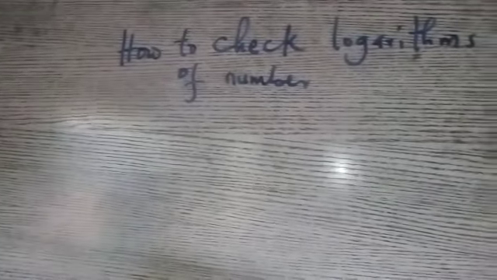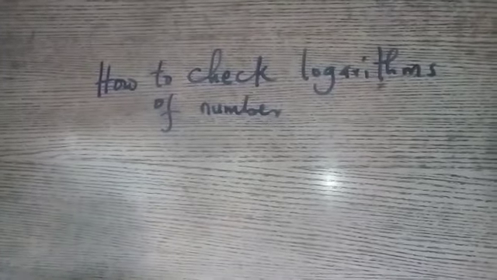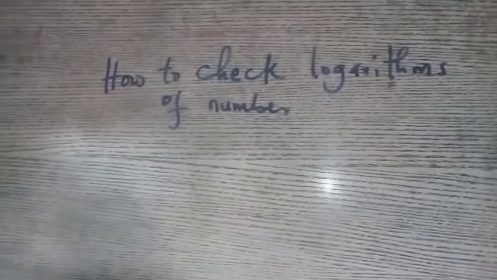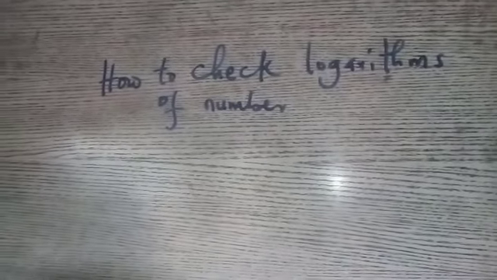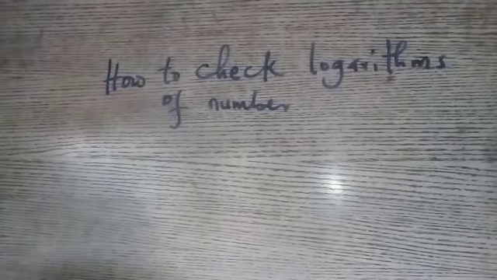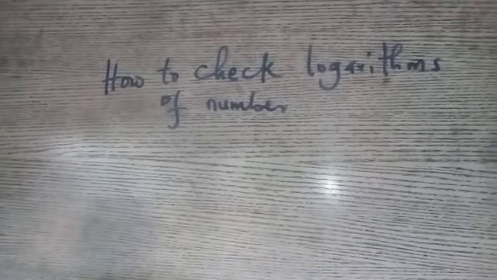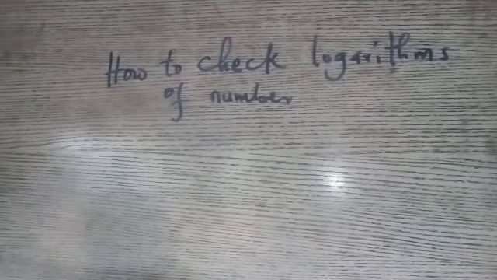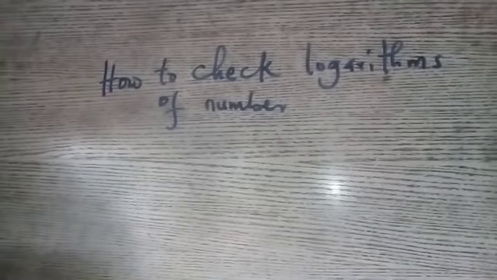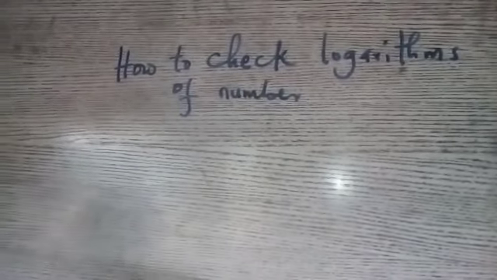I want to discuss another topic, and that is how to check logarithms of numbers. Very briefly, I will explain how logarithms of numbers are checked and the essence of it. When checking the logarithm of a number, especially a natural number with base 10, you usually have two parts of the logarithm: the part called the mantissa and the other part called the integer or characteristic.